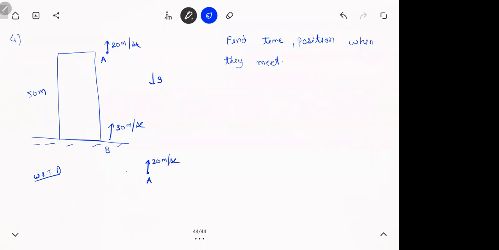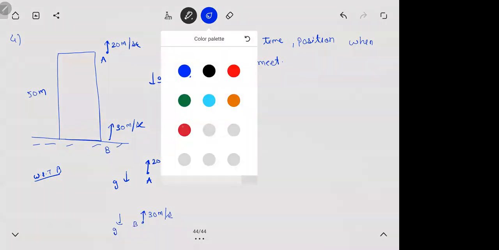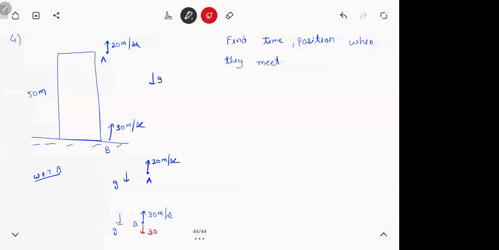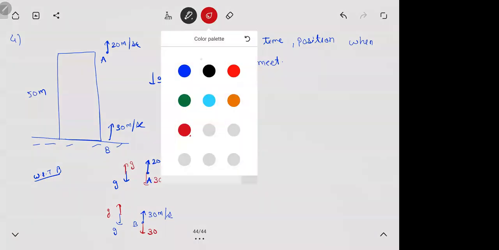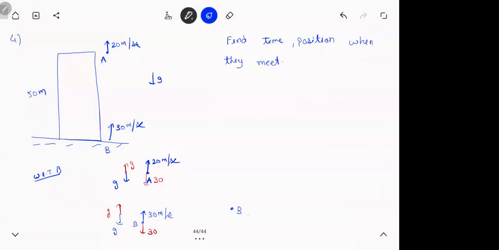A is going with 20 meters per second, gravity g. B is also going 30 meters per second, gravity g. You want to stop B, so 30 down, g up. You want to stop B, so subtract B's velocity and acceleration from everyone: 30 and g. So if you ask B, B will say, okay, I came to rest. But this A guy is coming towards me with 10 meters per second, constant speed. What is the time? Distance by speed, 50 by 10, so 5 seconds.